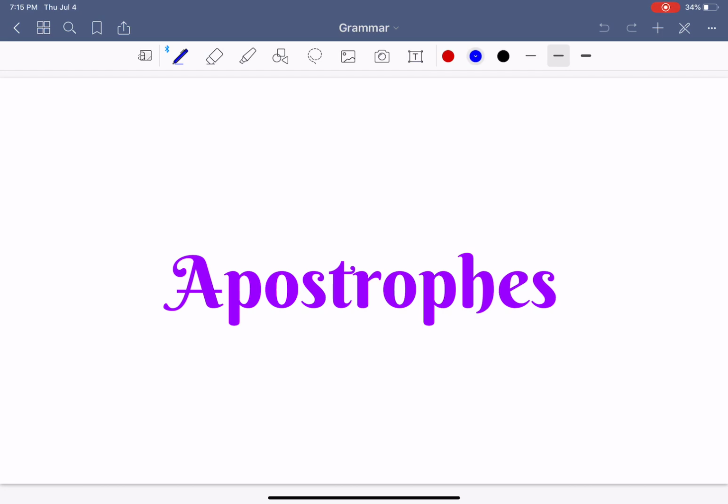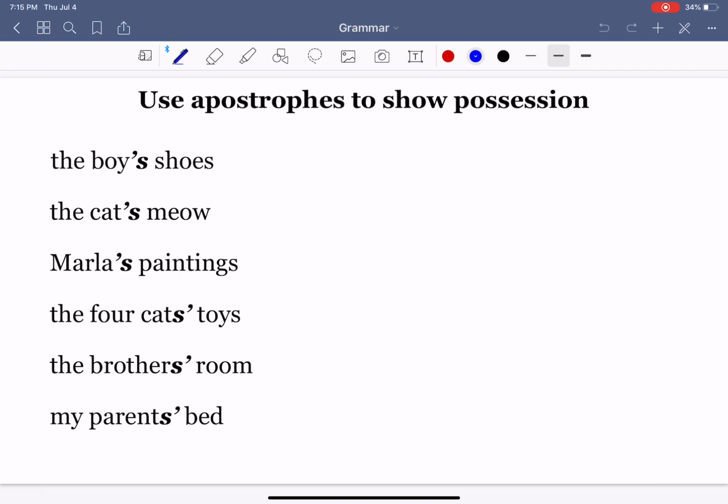Okay, so now we go on to apostrophes. So these are the rules for apostrophes. You use apostrophes to show possession. So instead of saying the shoes of the boy, you say the boy's shoes. Instead of saying the meow of the cat, you say the cat's meow.